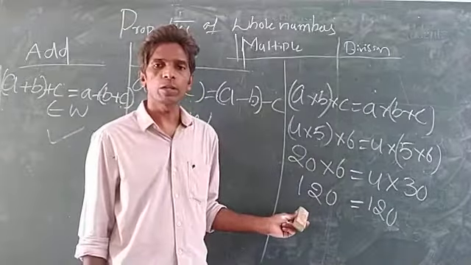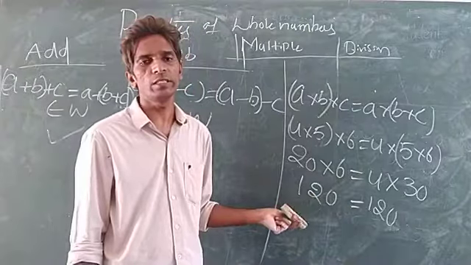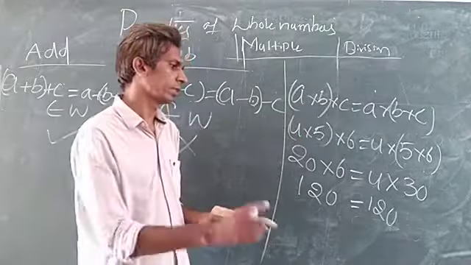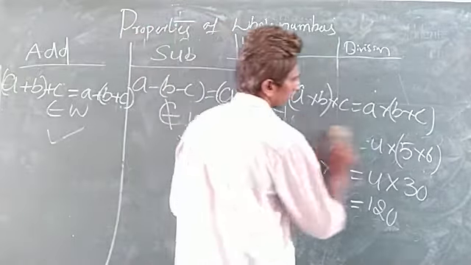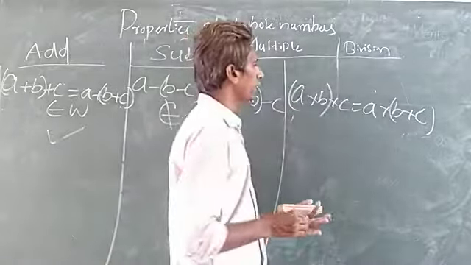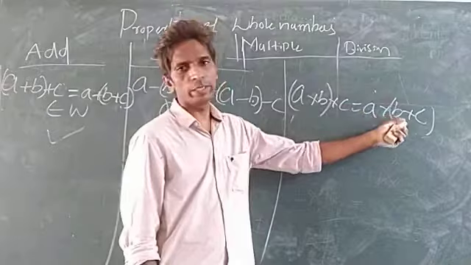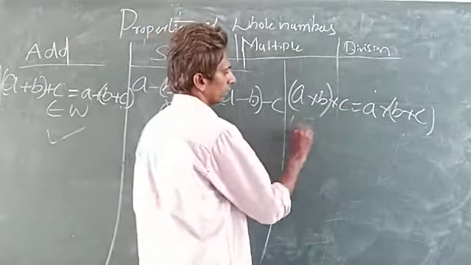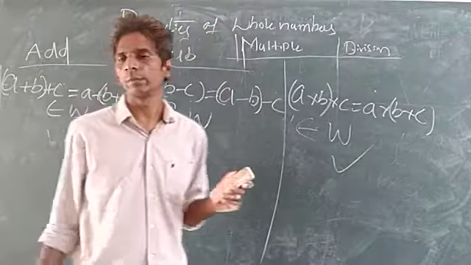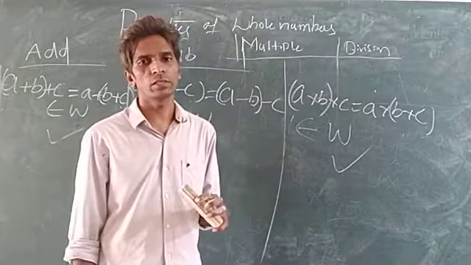This 120 is a positive number, and this is also a positive number. So these two numbers are positive, meaning whole numbers only. So it belongs to the whole numbers. So a into b into c equals a into b into c, and it belongs to whole numbers. Here also it is the same: addition satisfies the condition, and multiplication also satisfies the condition.